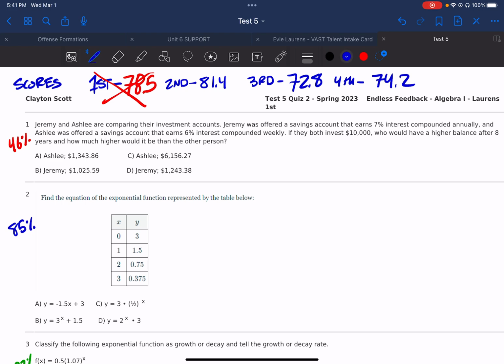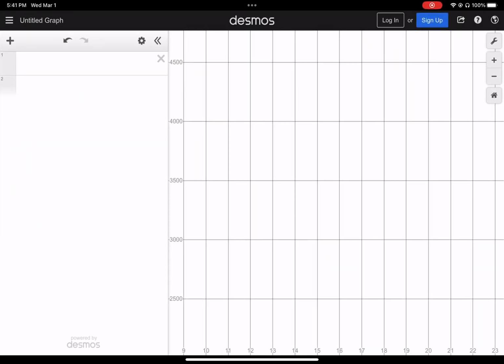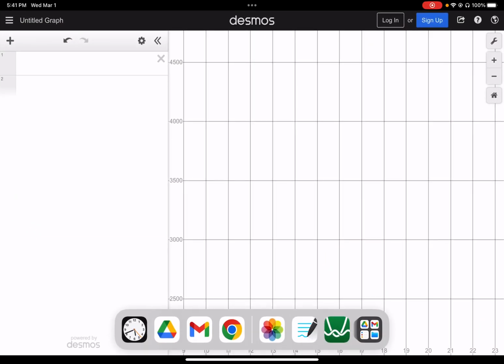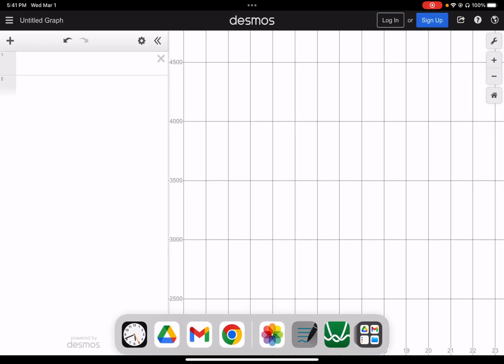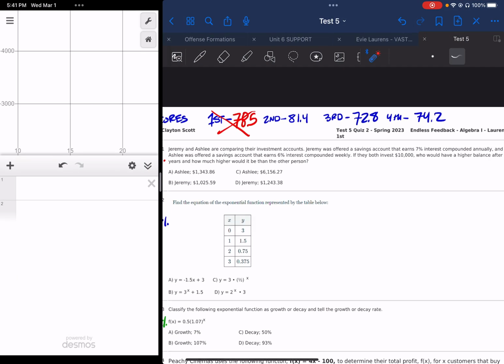So here we go. Number one, we didn't do so hot on. It's 46% right. So I'm going to pull up Desmos so you guys can see the calculator while I do these, since I'm not here with you checking to make sure you're punching it on the calculator. So let's pull Desmos up. Let's read this thing, and here we go.